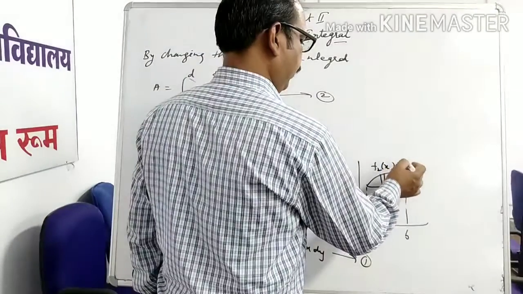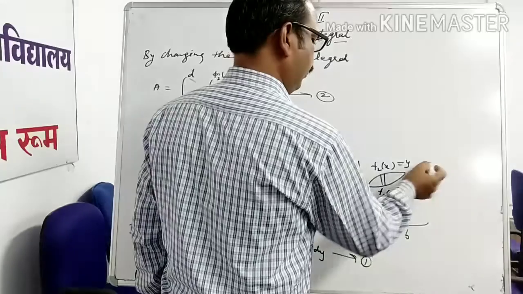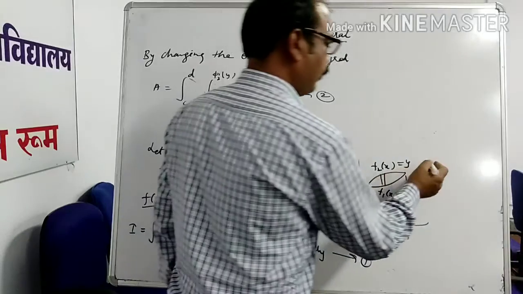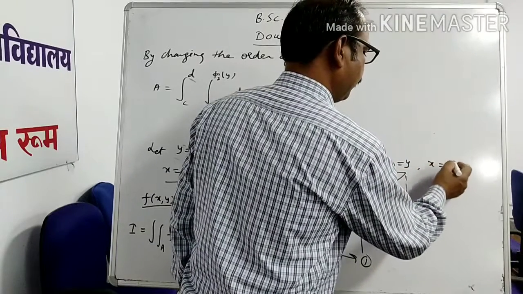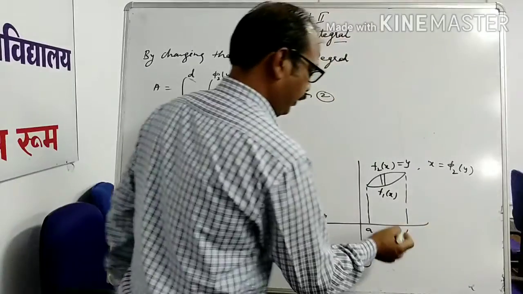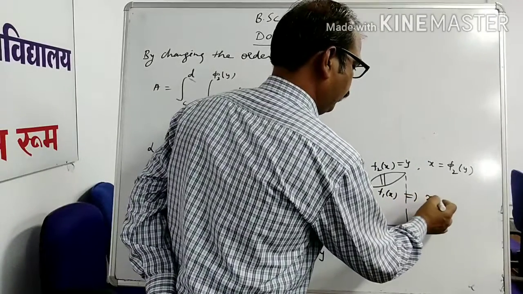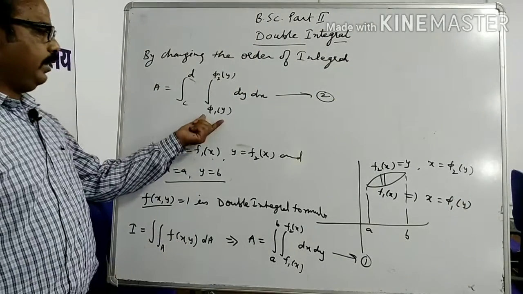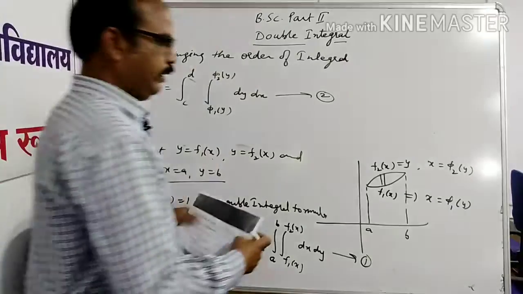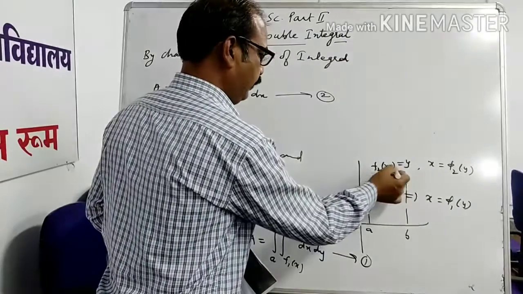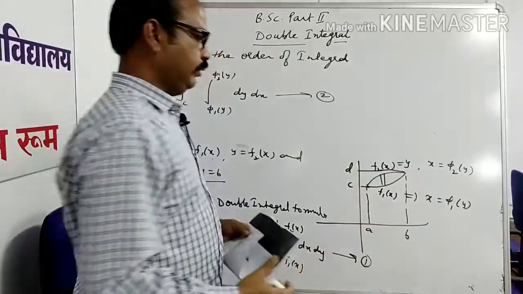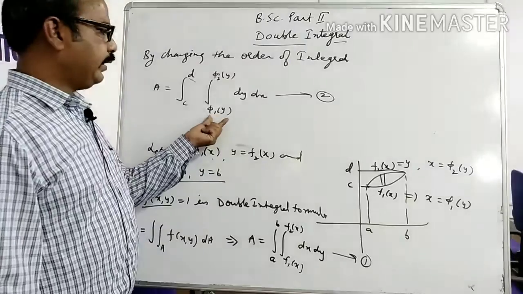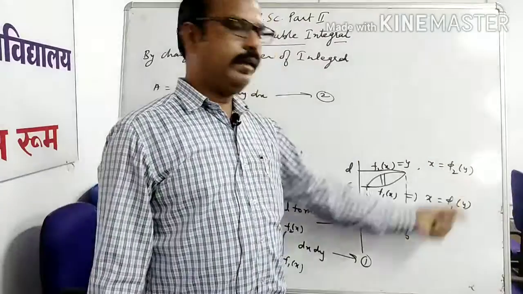This is in the form of y. If we change this function into the form of x, then it is x equal to phi1(y) and x equal to phi2(y). So the limit of y is c to d, here we have c, and here we have d. So the value of y is from c to d, and the value of x is from phi1(y) to phi2(y).